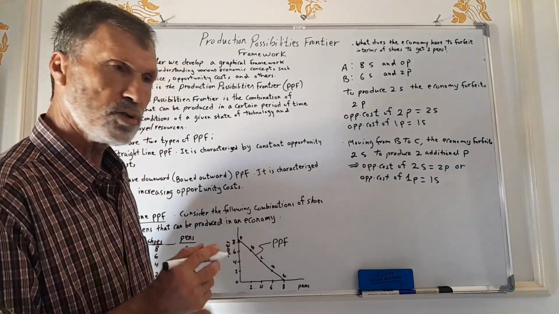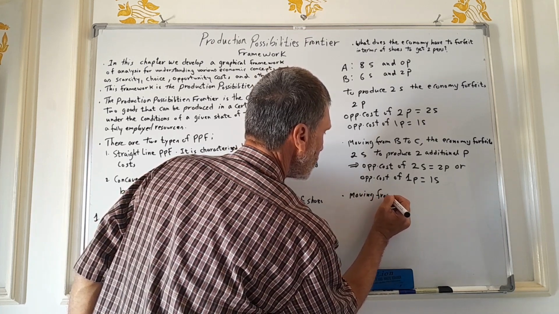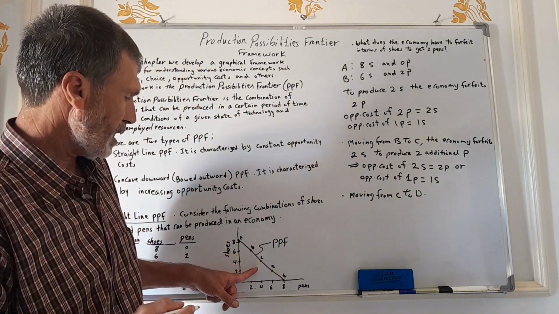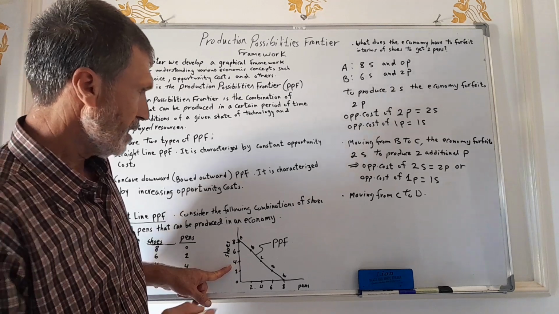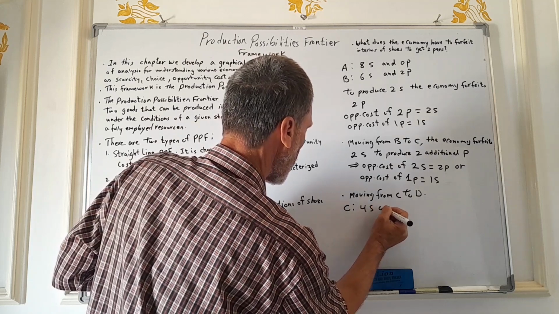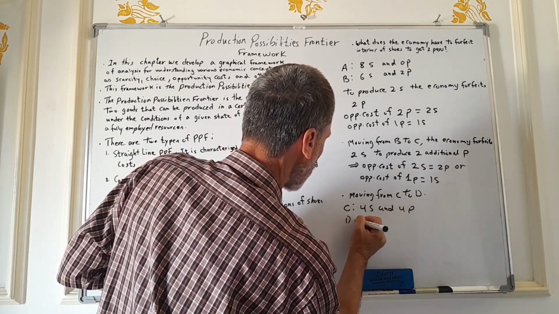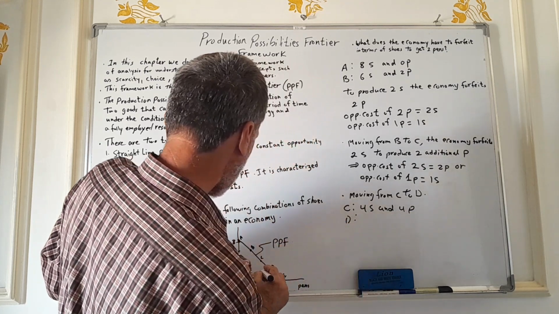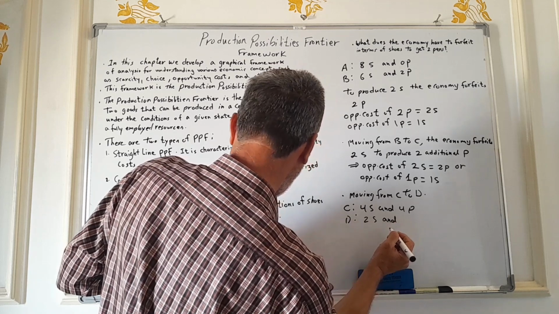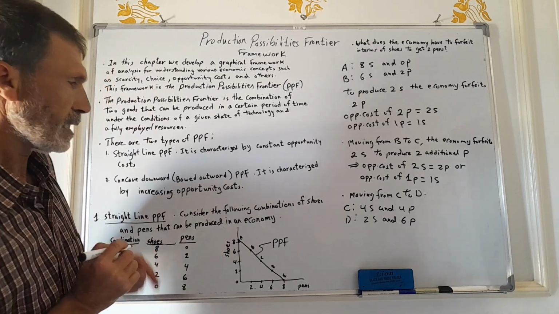What about moving from C to D? From C to D, as you can see, at C, the economy produces what? At C, the economy produces 4 shoes and 4 pens. At D, the economy produces 2 shoes and 6 pens. Okay? 2 shoes and 6 pens.